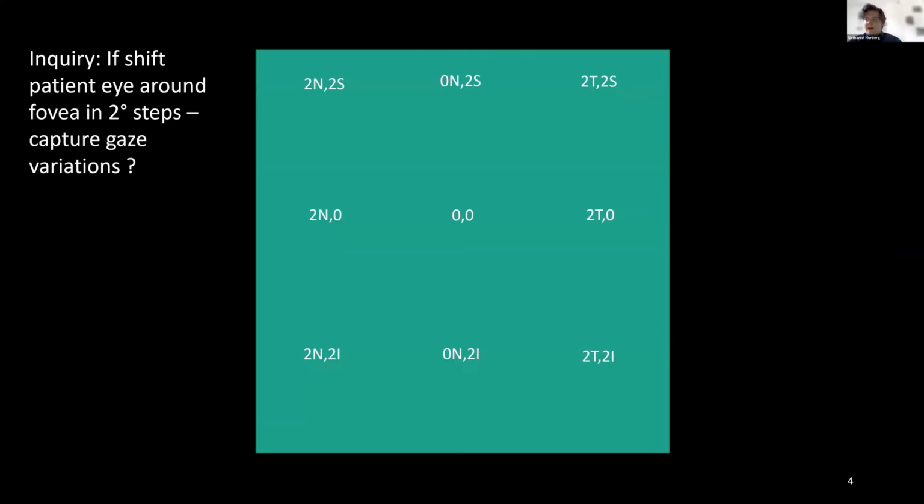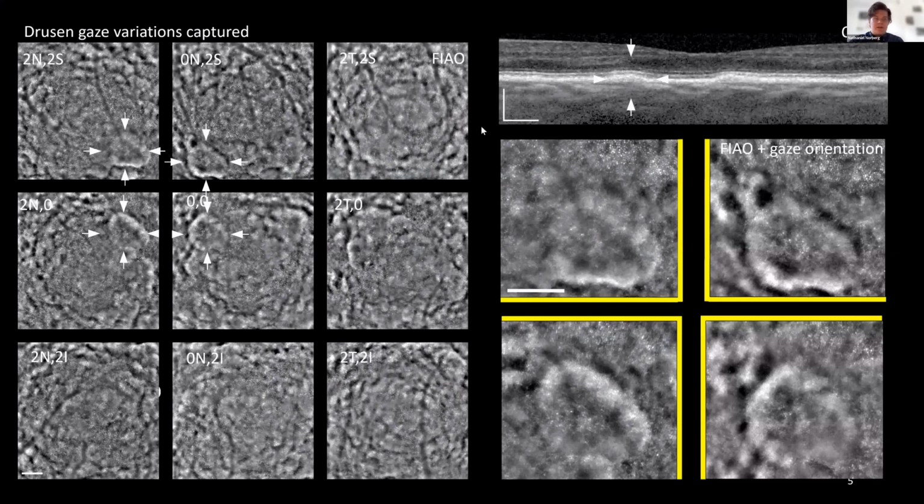Next, we inquired that if we have a patient come to the rtx1 and we take an image at the fovea, we move around in 2-degree steps all the way around to superior, to temporal, to inferior, then can we capture gaze variations? And we notice that these are the same 9 images I just described, and we have one druse that we've imaged in 4 different images, but it is otherwise the exact same.